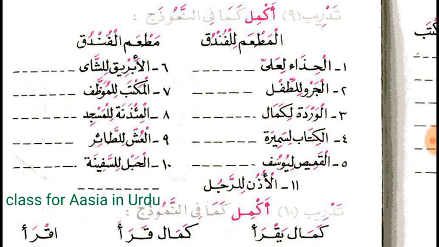Li means for. Ala means on. Ali is the name of a man. The shoe is for Ali. Yes, now tell me the Arabic of Ali's shoe. Ali's shoe. Li Ali al-hidha'? No. Hidha' Ali. Hidha' Ali. Yes, you would remove it, okay.